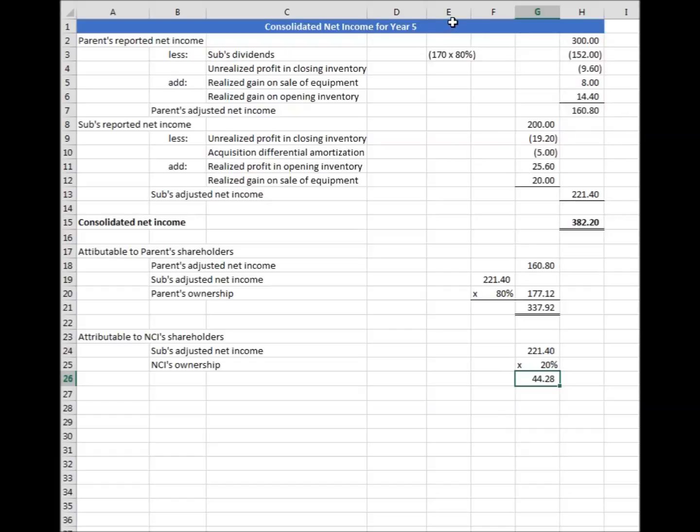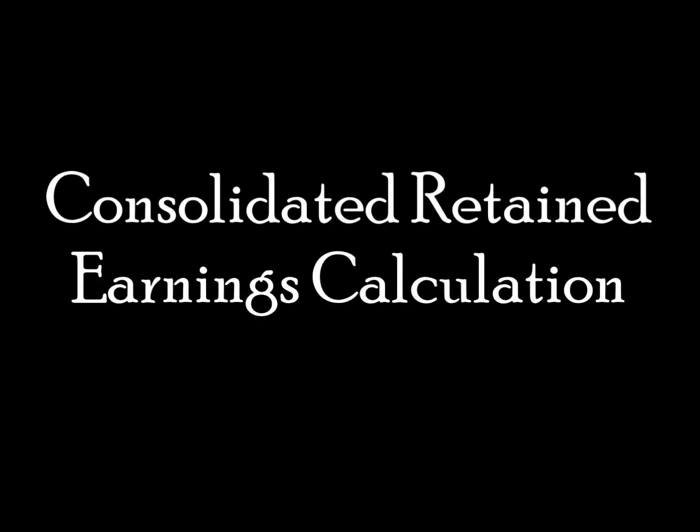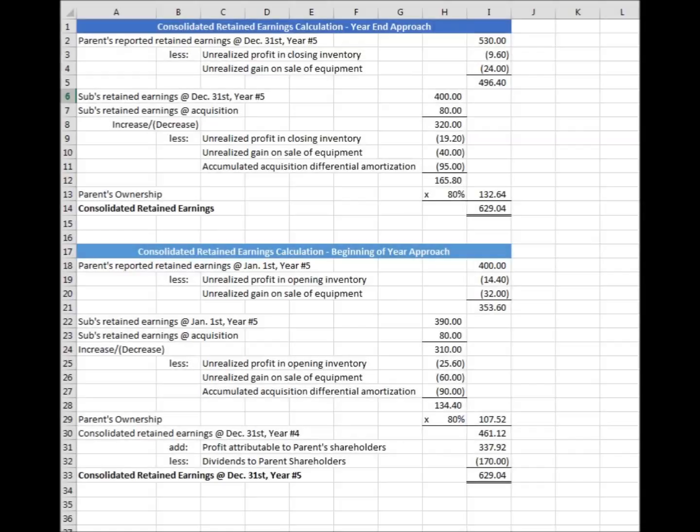We're going to move on now to the consolidated retained earnings calculation. All right, so now we're going to go over the calculation of consolidated retained earnings. We're going to focus on the year-end approach, but we also have the beginning of the year approach here. And the reason why we would ever want to use that is if we have a little bit of extra time on the test, you might want to do that in order to verify your answers.